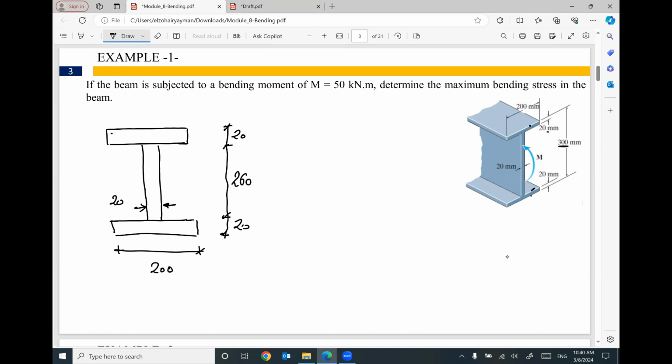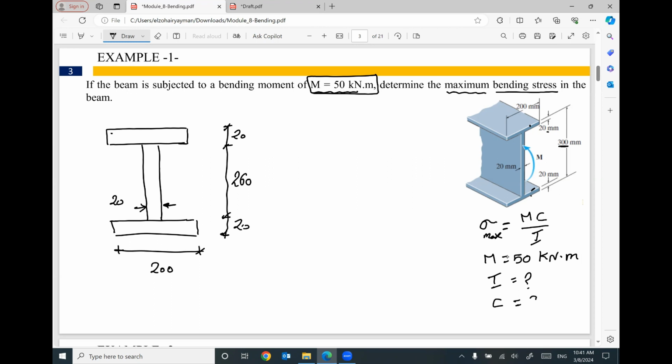Does that make sense? First step to solve this kind of problem: the beam is subjected to a bending moment, M is given. We need to figure out the bending stress, and we are looking for the maximum bending stress. That means the equation I'm going to use is the bending stress, sigma maximum, equals the applied moment times C divided by I. The applied moment M is given. How much? 50 kilonewton meter. So what will be the value of the moment of inertia I? What will be the value of the distance C?